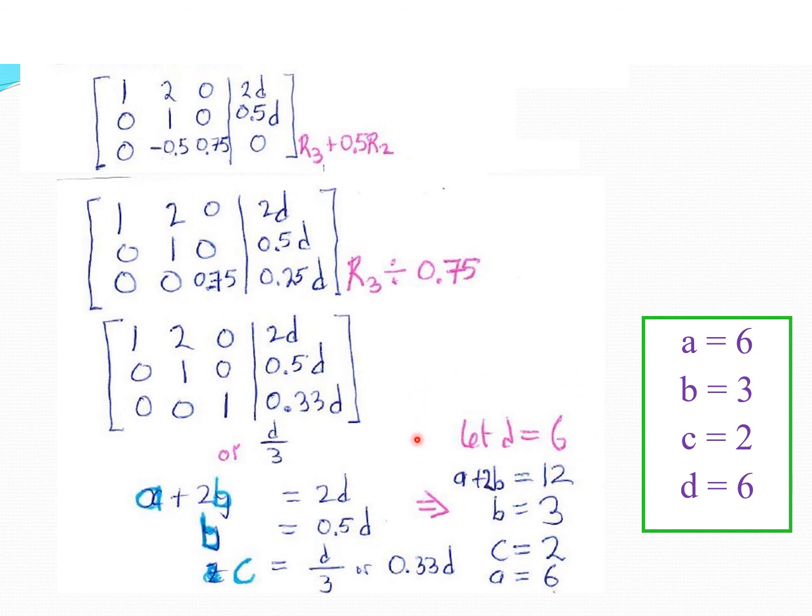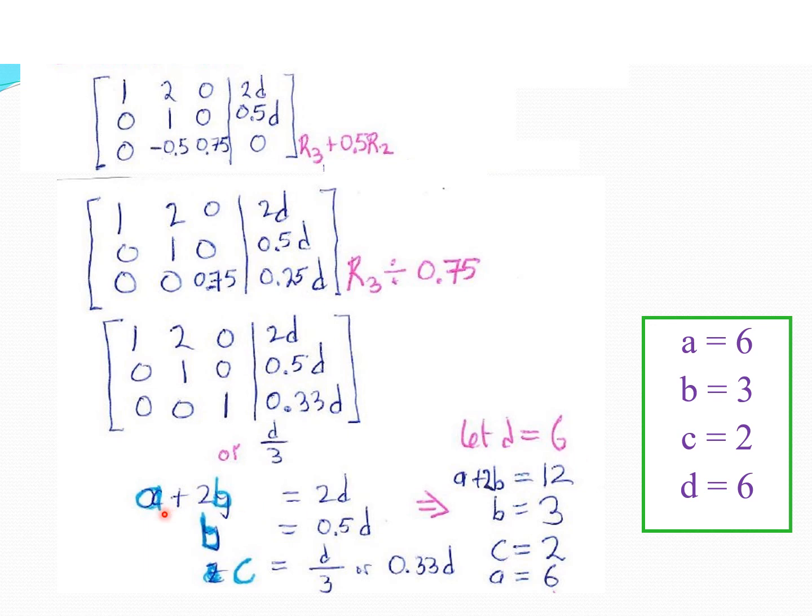D is sort of an independent variable, and the a, b, c depend on it. So for the moment, we'll let d equal 6. 6 is a good number, and we'll come back and explain this in a little bit more detail later on. So for the moment, we'll just let d equal 6. You can let d equal any number you like. Well, any non-zero number, let's say.